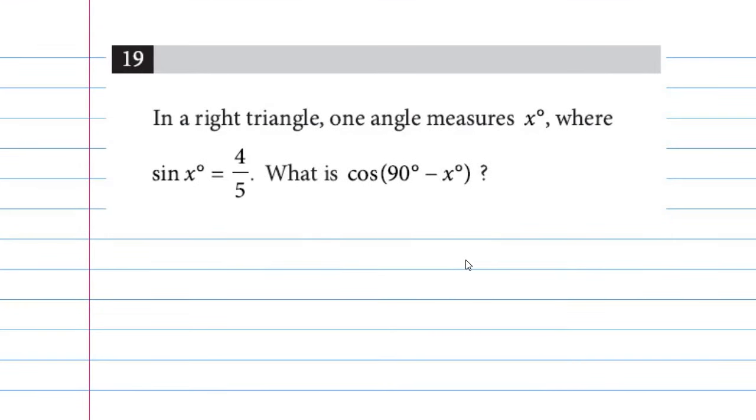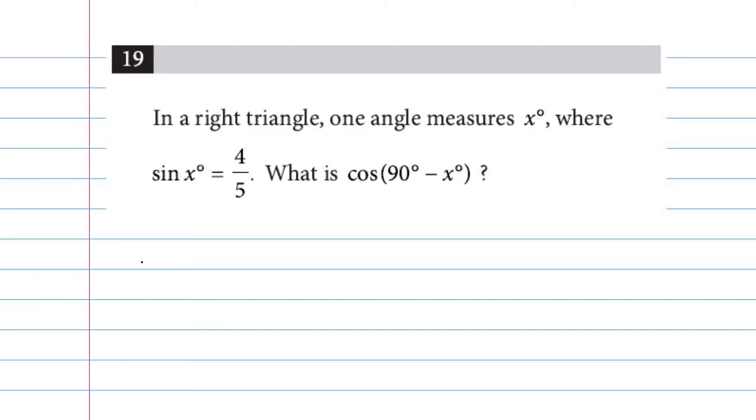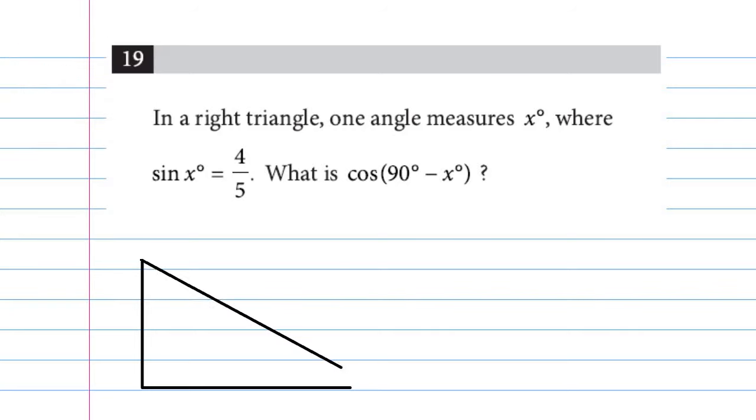This is a trigonometric question. In a right angle triangle, one angle measures x, where sine x is equal to 4 over 5. What is cosine of 90 minus x? Let me draw a right angle triangle. Let's see if I can do this. Let's just draw it like this, and let's draw the hypotenuse.